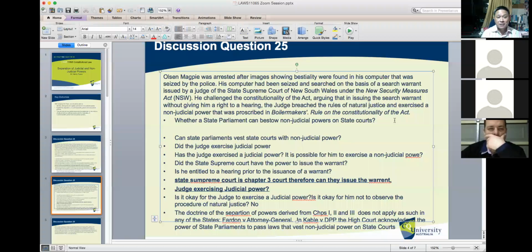What would be the answer to that legal issue? Whether a state parliament can bestow non-judicial powers on state courts? Yes or no? Can I ask you again to say yes or no and why? Okay, yes, but this time, yes or no, give me the reason. I'd like to see the reason. It's no longer just a yes or no. This time, I'd like you to state in the chat box your reason why your answer is yes or no.